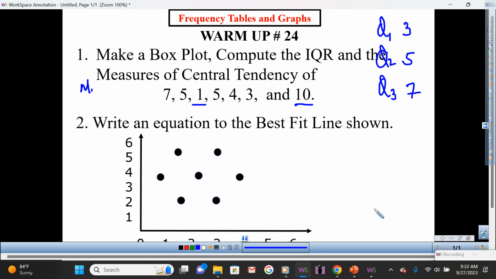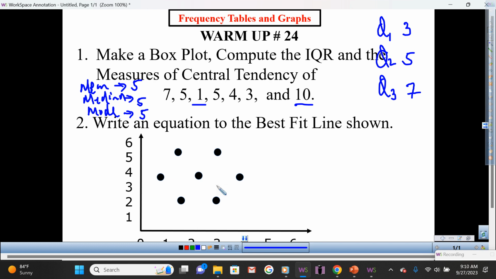All right. Mean, median, and mode. Joe, what did you get? You've got 5? Really? For all of them? Let's go. All right. Let's go to number 2, best fit line.